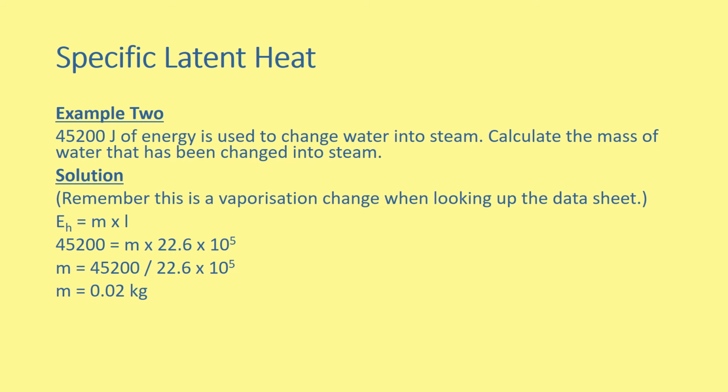Again, there's only one bit of data in the question, but remember a data sheet can help you. This time we're doing a vaporization change. Water is becoming steam, so we're boiling. Boiling is a vaporization change. Look up the vaporization table. If you look up the vaporization table for water, the calculation should become straightforward.